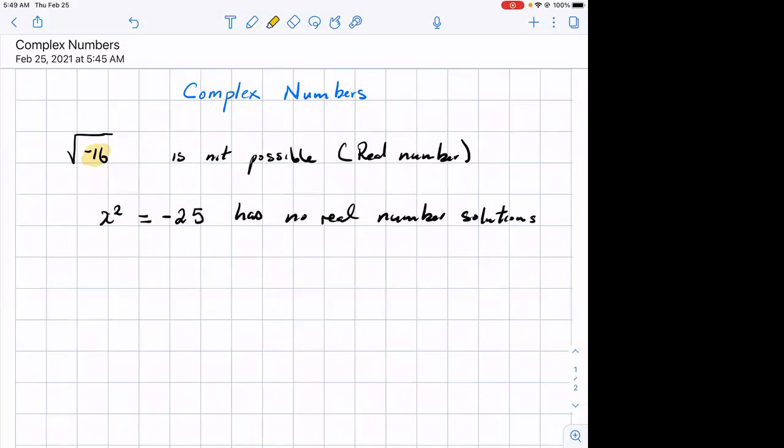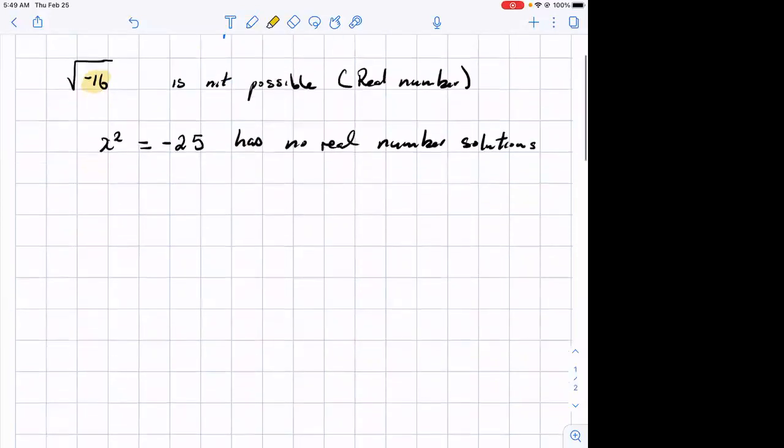Now the number i, the letter i, lowercase, is such that i is equal to the square root of negative 1. I is equal to the square root of negative 1. And this allows us to work with square roots of negatives.